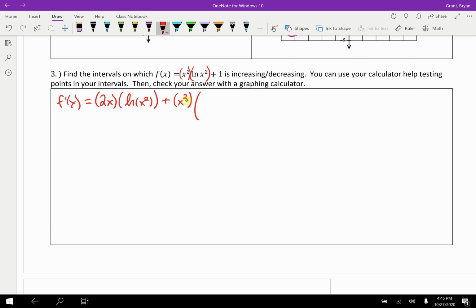The derivative of natural log of x squared is 1 over what's inside. That's the natural log part. But what have we not done the derivative of yet? We haven't done the derivative of x squared. And the derivative of x squared is 2x.